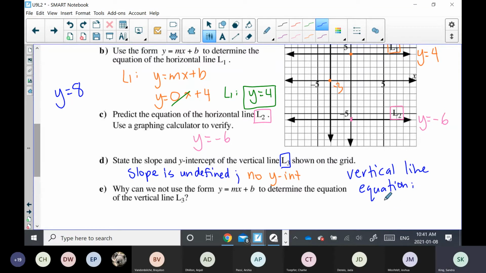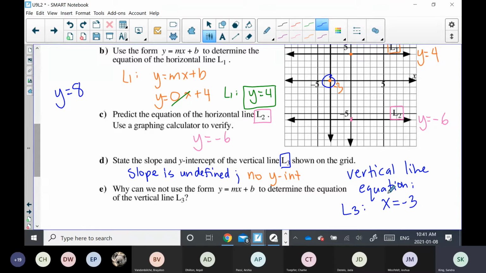So with vertical or horizontal lines, you look at the intercept that they cut. In this case, for vertical lines, it's always going to be an x-intercept. So the equation of this line is going to be x is equal to -3. And that would be the equation of line 3. X is equal to -3.